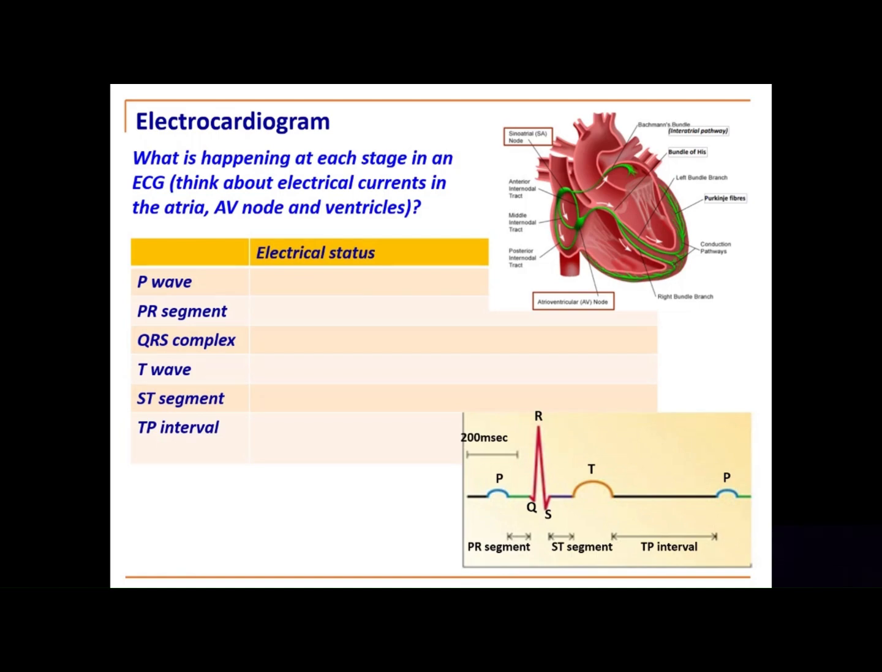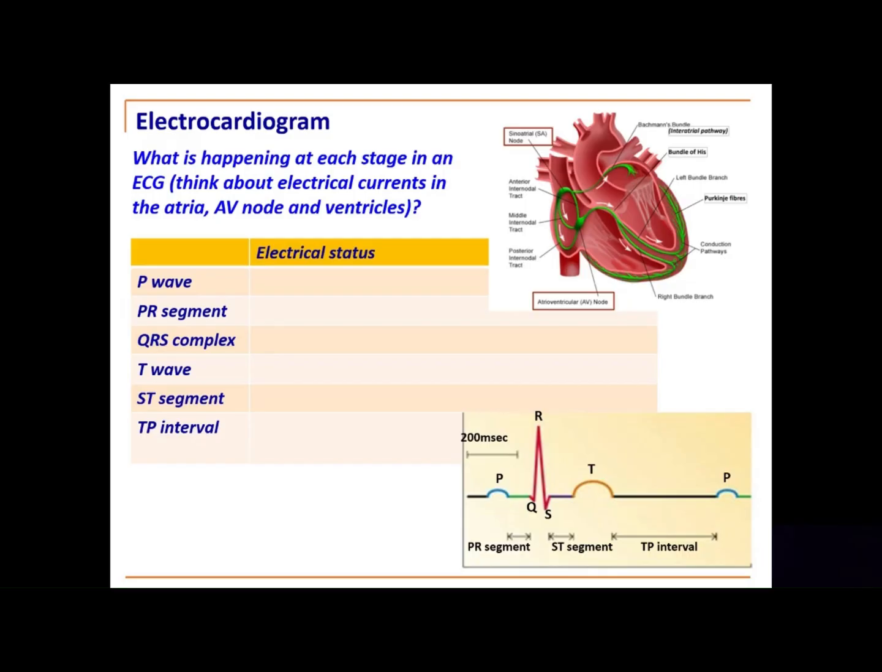Oh, SA node. Where does it go? Throughout the atria. Where does it go to then? Oh, the AV node has a little bit of a pause before it goes to the bundle of His, the left and right bundle branches, and the Purkinje fibers. I also want you to remember that we are going to be looking at electrical status.